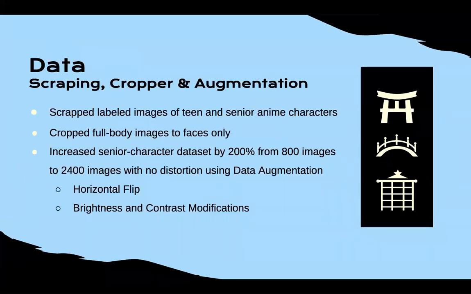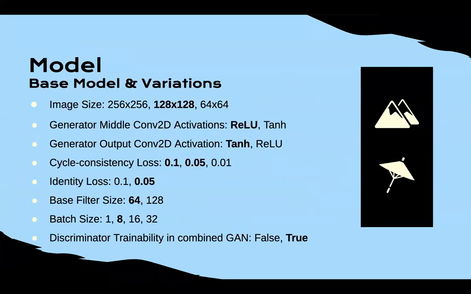First, on the data: as I mentioned before, we scraped the data and then we cropped it from full body images to faces only. We also augmented the data and increased the senior dataset by 200%, using horizontal flipping and brightness and contrast modifications.